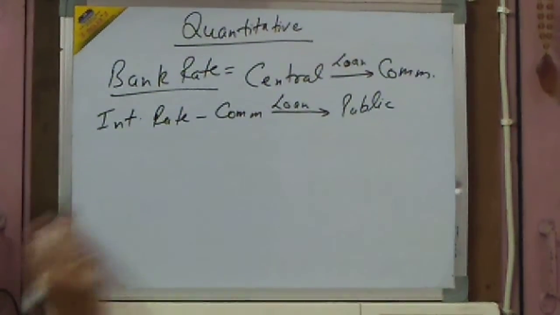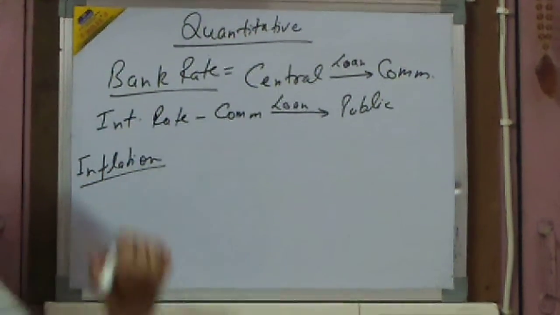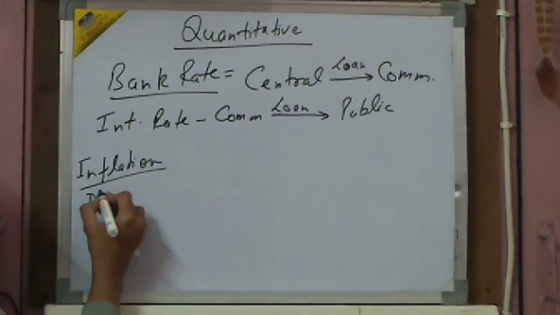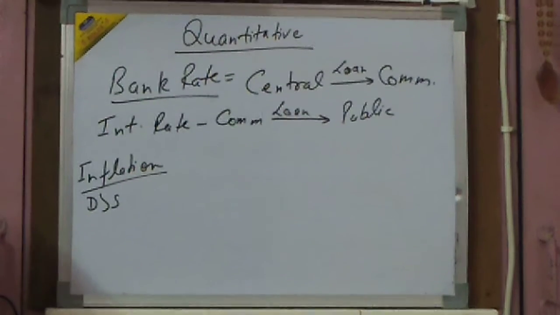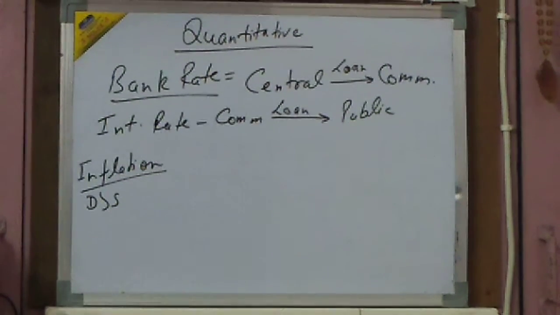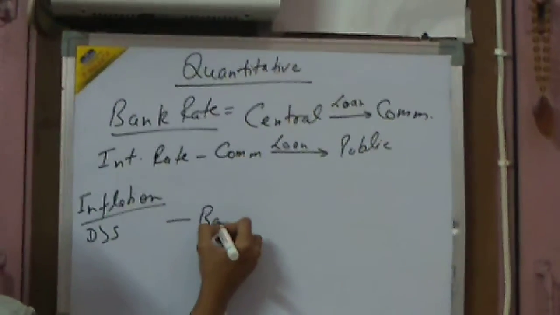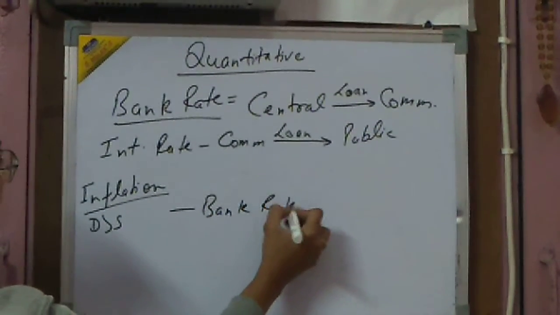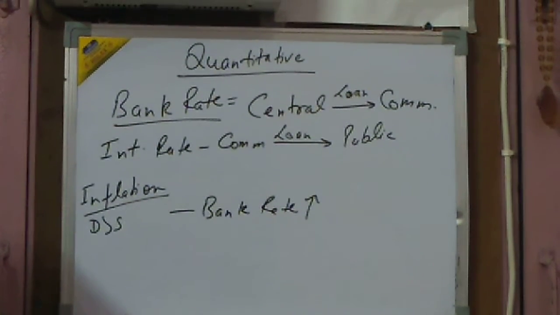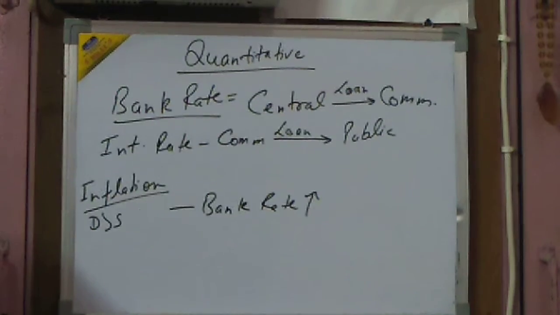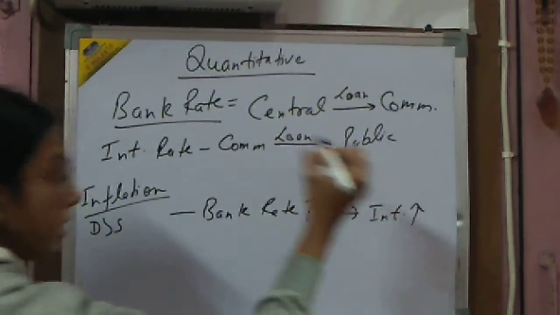Now what happened? Suppose there is inflation in the economy. You all know that inflation occurs when demand is more than supply, which means the purchasing power of the people is very high. The central bank wants to control the purchasing power and curb the inflation. Now what will the central bank do? The central bank will increase the bank rate. When the central bank increases the bank rate, commercial banks are not able to take the loan from the central bank. Their lending capacity will decrease. So what will they do? They will also increase the interest rate.